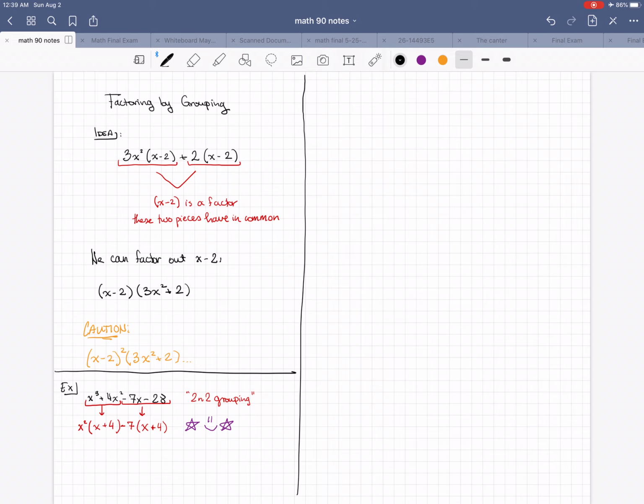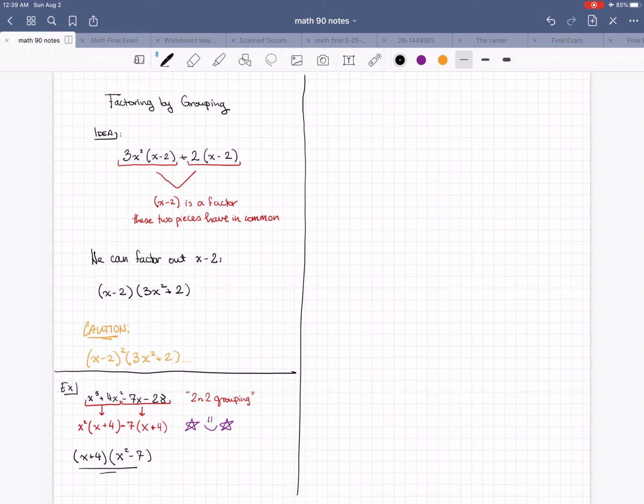Now, I'm going to do exactly the same thing here that I did in my introductory example. I'm going to pull the x plus 4 out, which leaves me with x squared from the first group minus 7. Now, x squared minus 7, you could try to factor that further if you wanted. It doesn't factor, so we'll leave it there, but I will do an example towards the end of this lesson where we can actually go one step beyond this.